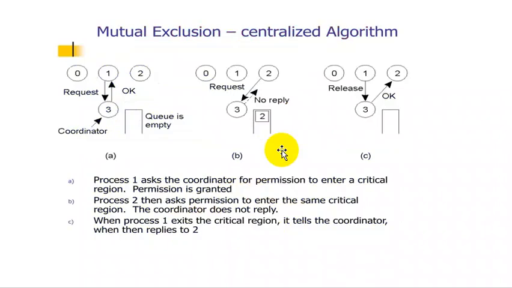Now we look into the mutual exclusion algorithms, starting with the centralized algorithm, where a single coordinator grants permission to enter a critical region. If process 1 requests access, the coordinator approves it. If process 2 asks next, the coordinator holds off until process 1 finishes and releases it.